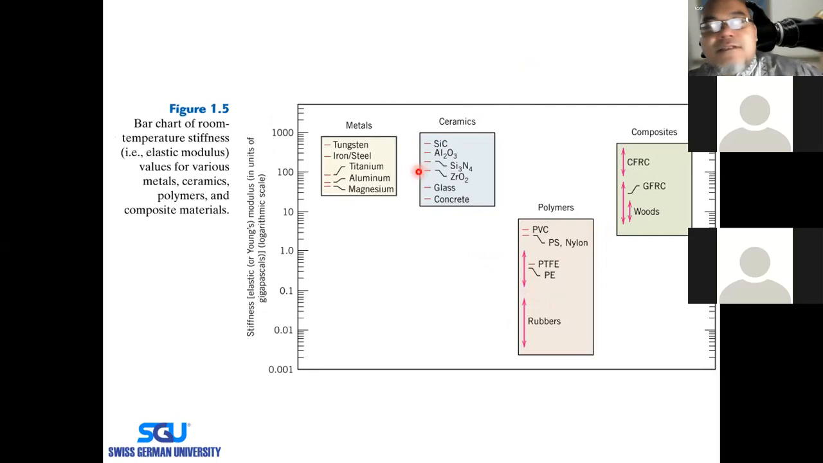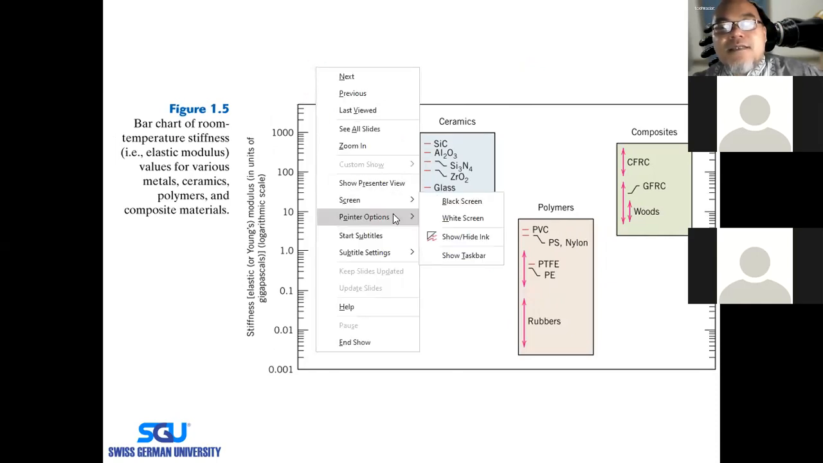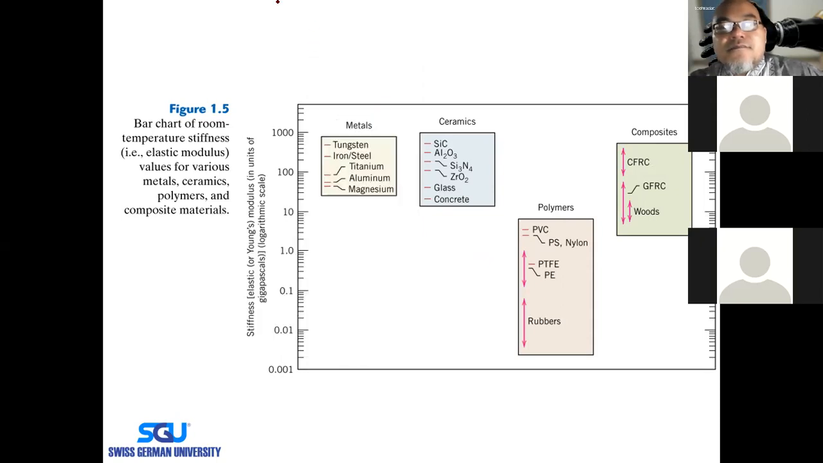These are the ranges of the properties. This is stiffness, or we call it elastic modulus. Later on we will study this, the Young's modulus, which is usually defined as how easy it is to bend or stretch a material. This is Young's modulus.